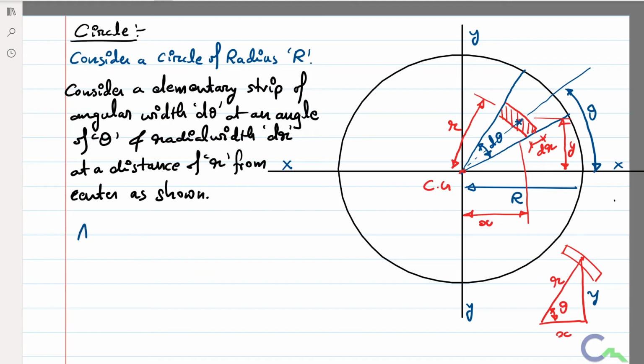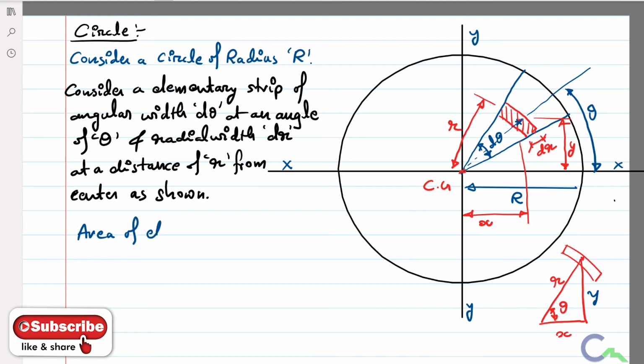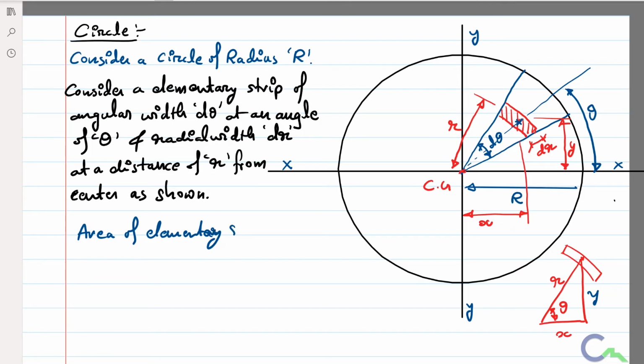So the area of the elementary strip: the arc length, that is r into d theta, small letter r into d theta, into the thickness, which is very small since it is an elementary strip, therefore I can take dr. So arc length of the elementary strip into thickness of the elementary strip will be the area of the elementary strip.